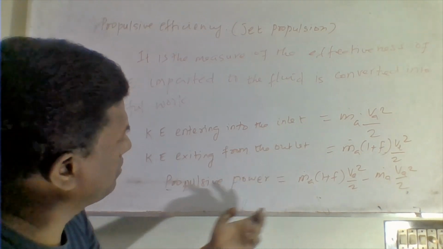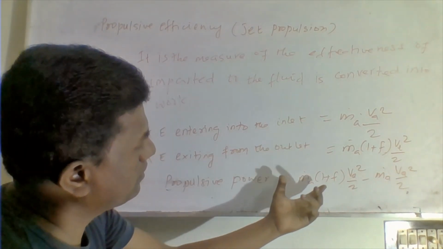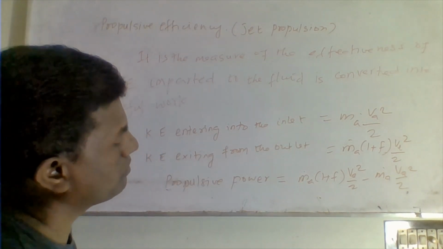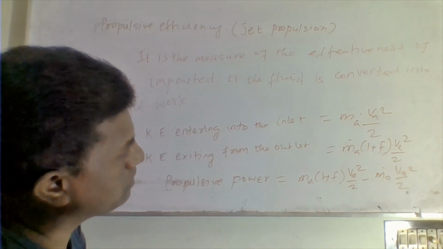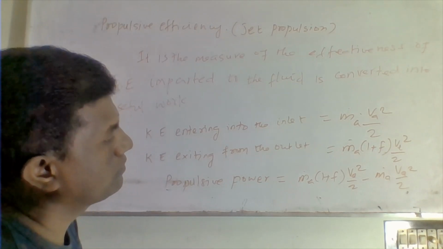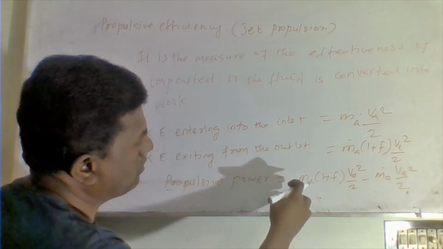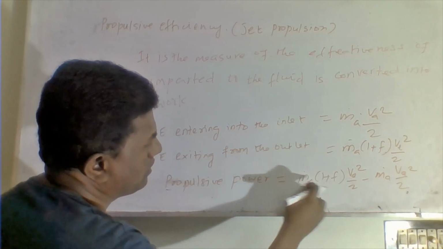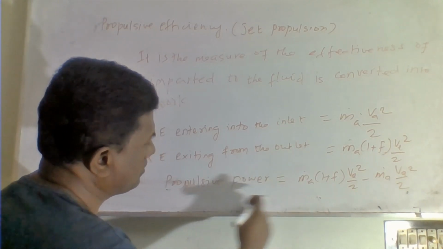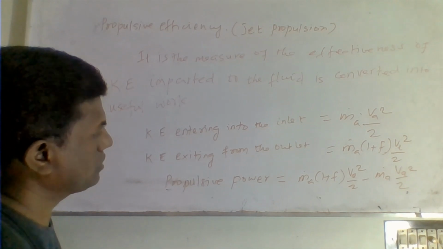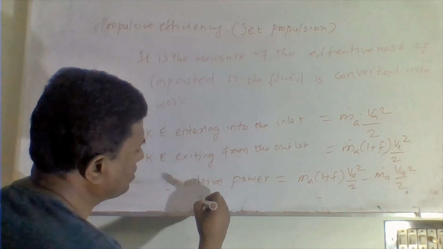Because once the air enters the combustion chamber, fuel will be added, and then that mixed product goes out through the nozzle or outlet. That is why we have to take the mixture of both. Now we have the propulsive power, and then the thrust power.